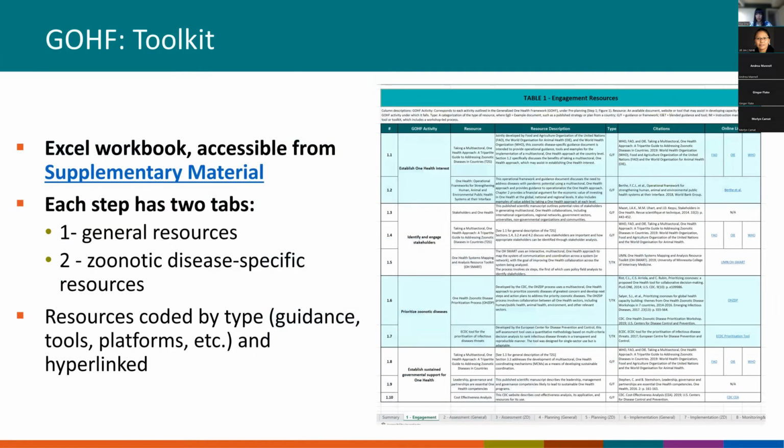The GOF also comes with a toolkit. So this is a list of guidance, resources, tools. They're not exhaustive, but they can help a user both understand what's being asked by the activity, assess where they're at currently, develop action plans, and build capacity through the use of already developed tools that were intended for that purpose. And we've done the work already of matching those tools to the steps in the GOF so they're easily accessible.